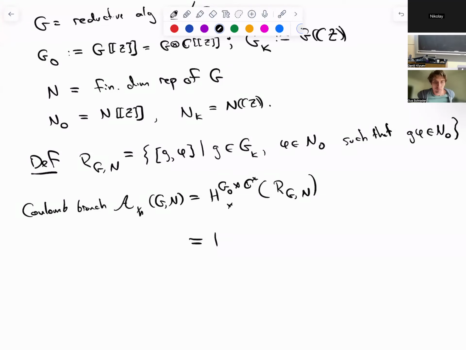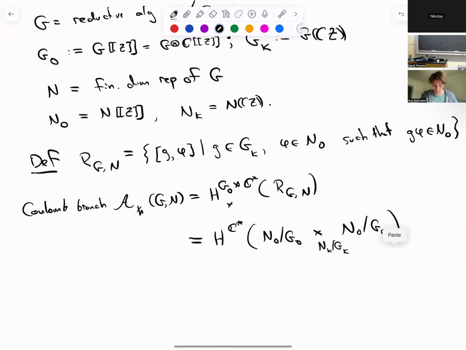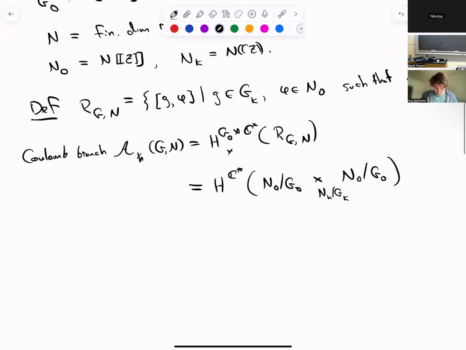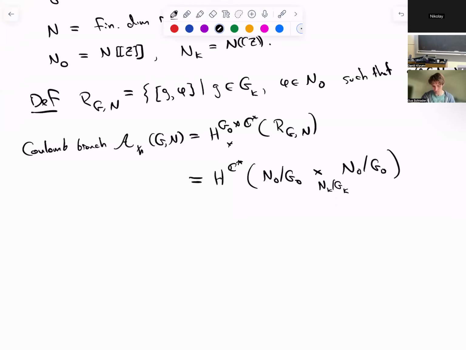Now there's a way to rewrite this algebra in a more symmetric way in which the convolution product becomes clear. So we write it as N_O mod G_O, fibered with itself over N_K mod G_K. And it's this latter description which we'll actually use to really write down elements inside this algebra. Okay. Now, just this definition alone, it's hard to really see what it looks like. And there's this idea by Ben Webster to make a larger framework for which the Coulomb branch just sits inside as an endomorphism algebra.